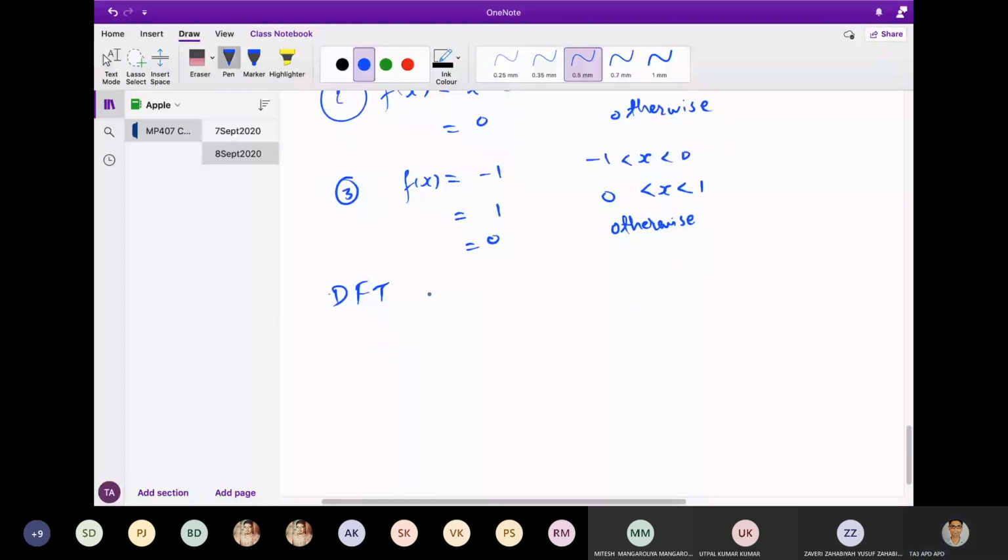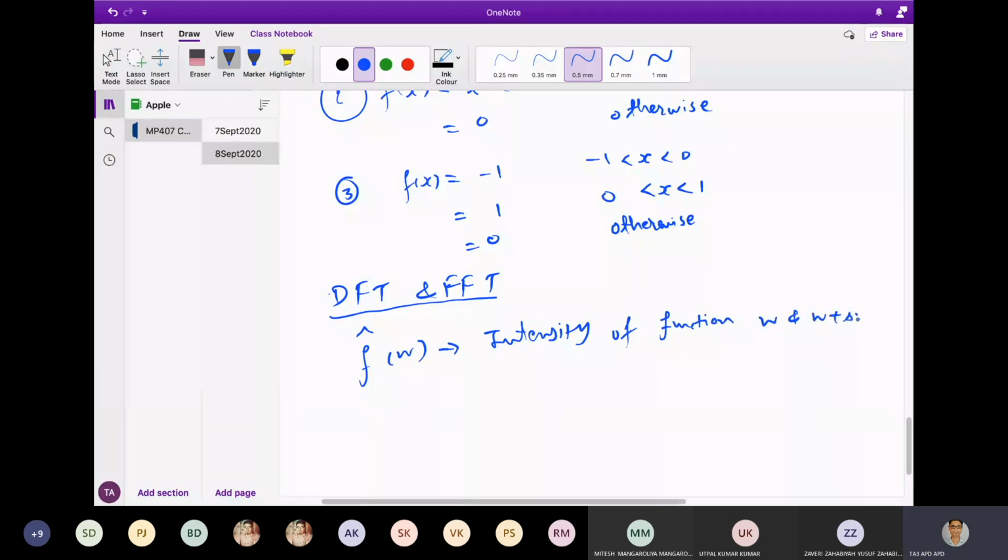And we just come to the DFT and FFT. So DFT and FFT is simply a sort of theoretical aspect of your Fourier transform. Okay, so what exactly we have done is that we obtained this Fourier transform, which we denoted by f hat, and this is actually the intensity of the function f in the interval between w and w plus delta w.